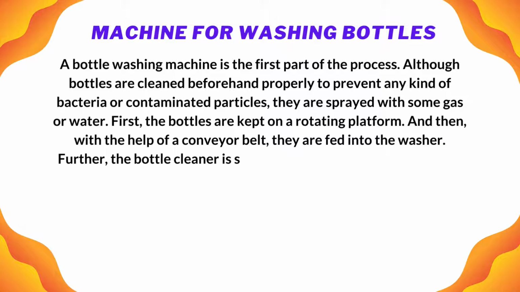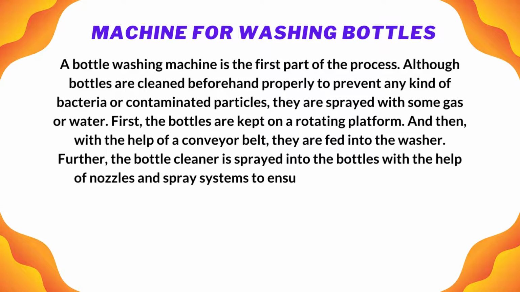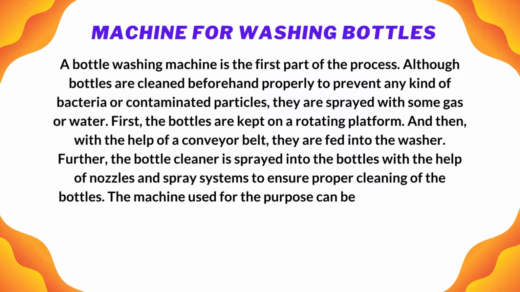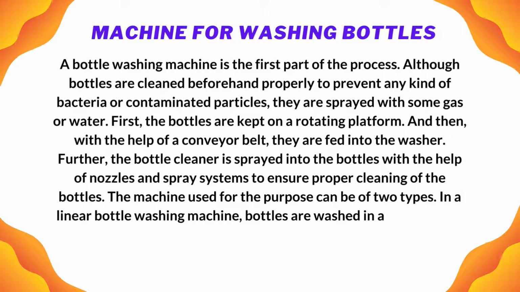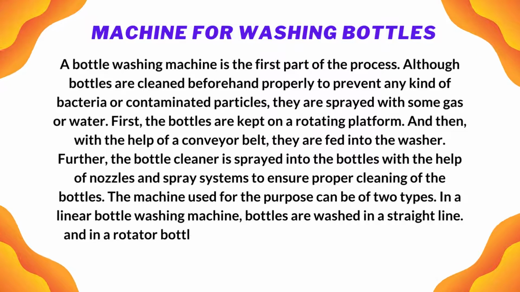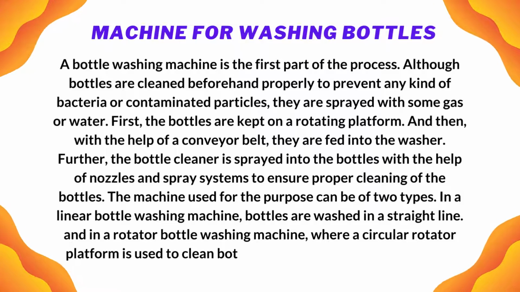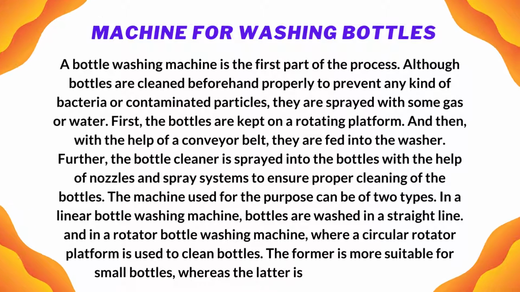Further, the bottle cleaner is sprayed into the bottles with the help of nozzles and spray systems to ensure proper cleaning of the bottles. The machine used for the purpose can be of two types. In a linear bottle washing machine, bottles are washed in a straight line, and in a rotator bottle washing machine, a circular rotator platform is used to clean bottles. The former is more suitable for small bottles, whereas the latter is used for big bottles.